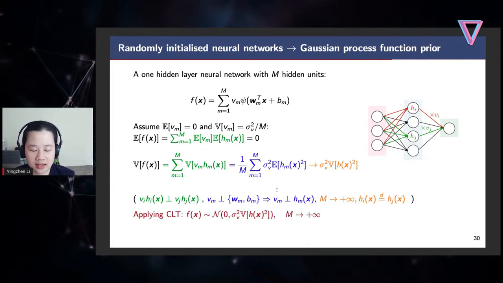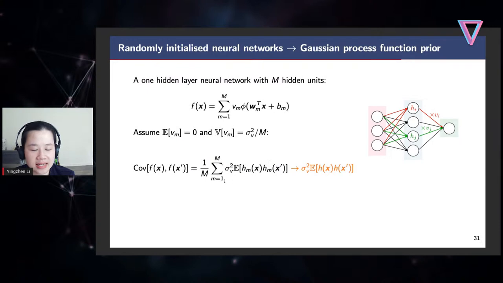And the law of large numbers is, in some sense, the cousin of the CLT. So that basically means if you apply the CLT in this case and make M go to infinity, then you can get this function value, given the input x, as Gaussian distributed with mean zero and some variance. Okay, so that's for one input.